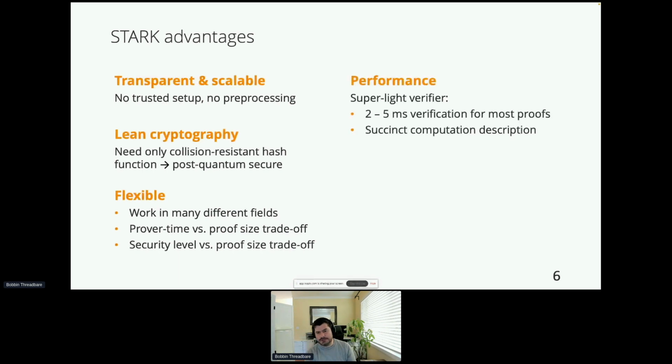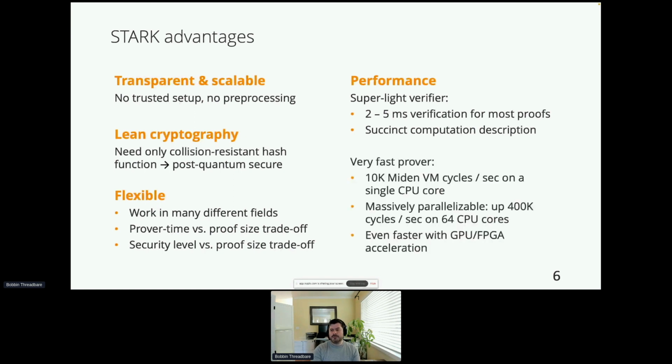The other advantage of Starks is that in specific settings, and we'll talk about them specifically, when computations are uniform, they're extremely performant. The verifier, even in other settings, is also very fast. For most practical proofs, you only need single-digit milliseconds to verify those proofs, regardless of how long the computation was. The prover is very fast as well. I've given some benchmarks for MidenVM specifically. For example, on a single CPU core, you can prove around 10,000 cycles of MidenVM execution.